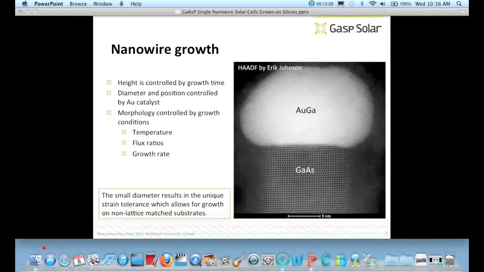Now you control the height of the nanowire, as I said, as a function of growth time, and the diameter is controlled by the catalyst. Also, the position of the nanowire is controlled by the catalyst. So instead of depositing the gold in situ on the substrate surface, if you deposit each of these gold catalyst particles prior to loading the substrate, you can actually grow beautifully positioned arrays of nanowires. The morphology is controlled by temperature, flux ratio, and growth rate. But the most important part for the use we have for it is, as I said, that it can be grown on non-lattice-matched substrates.